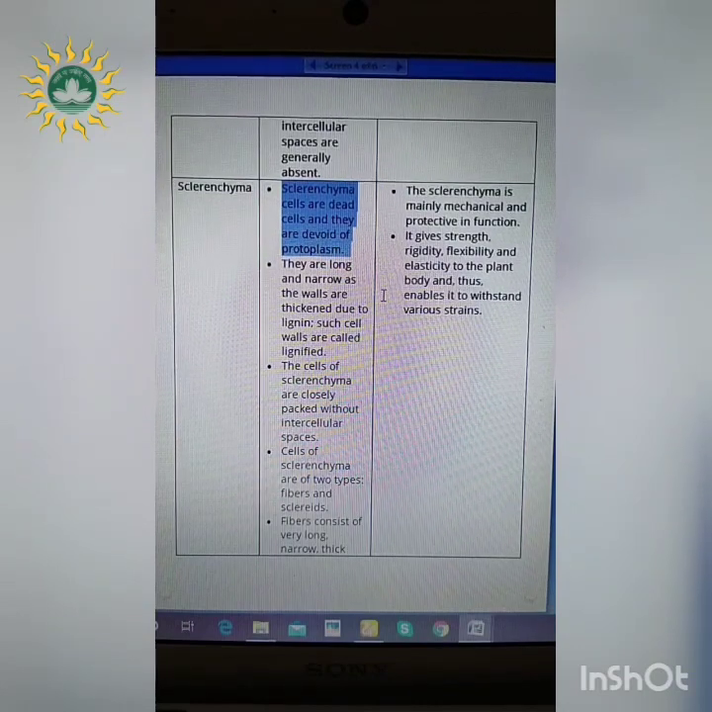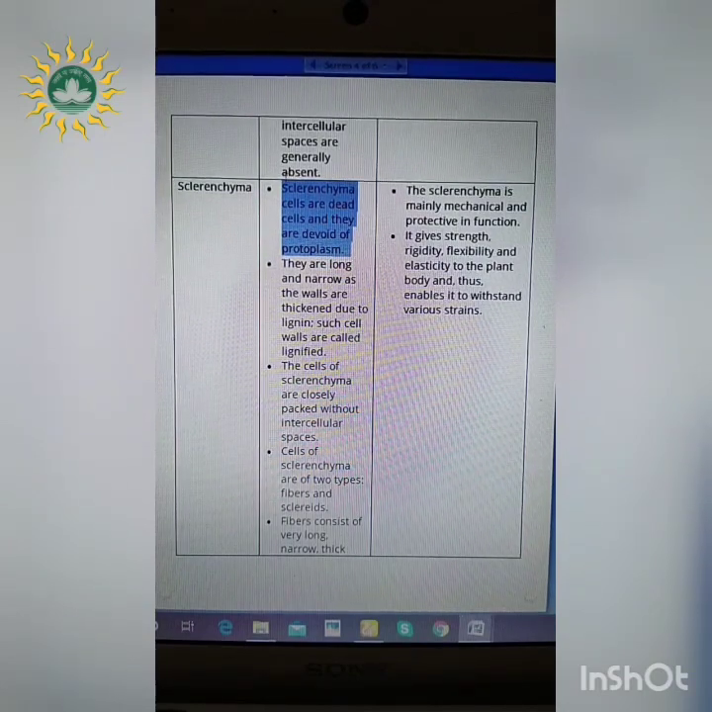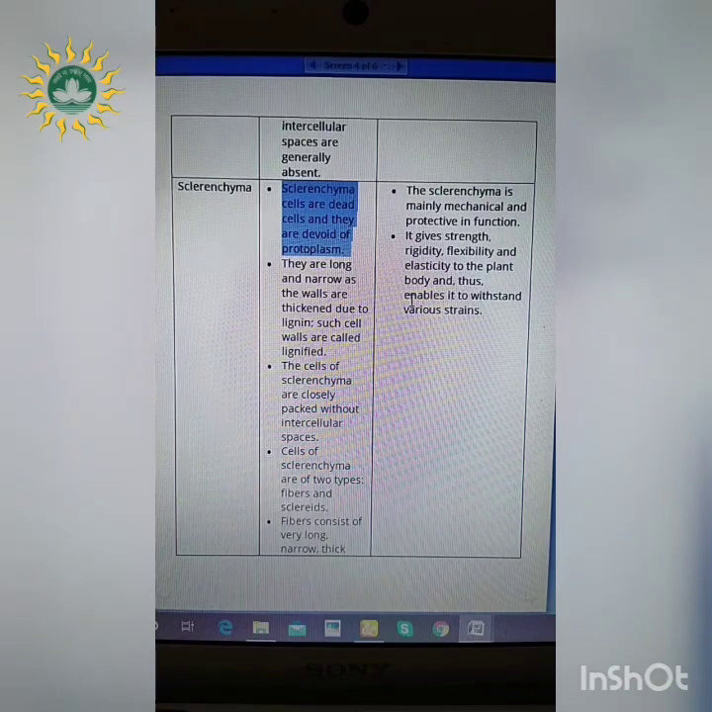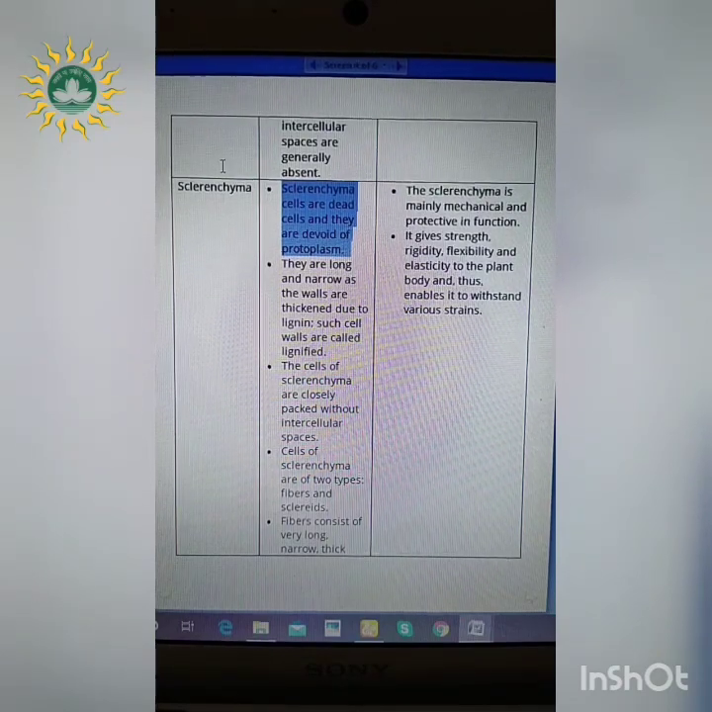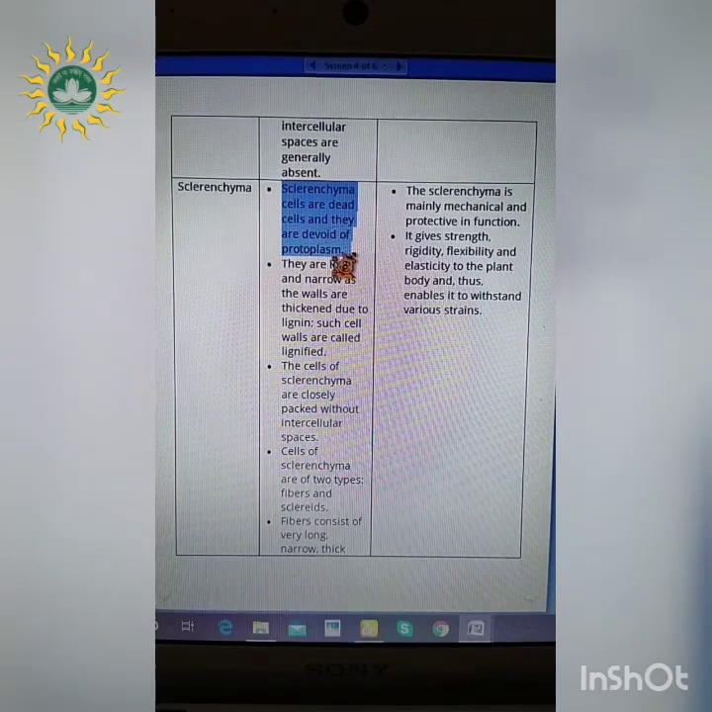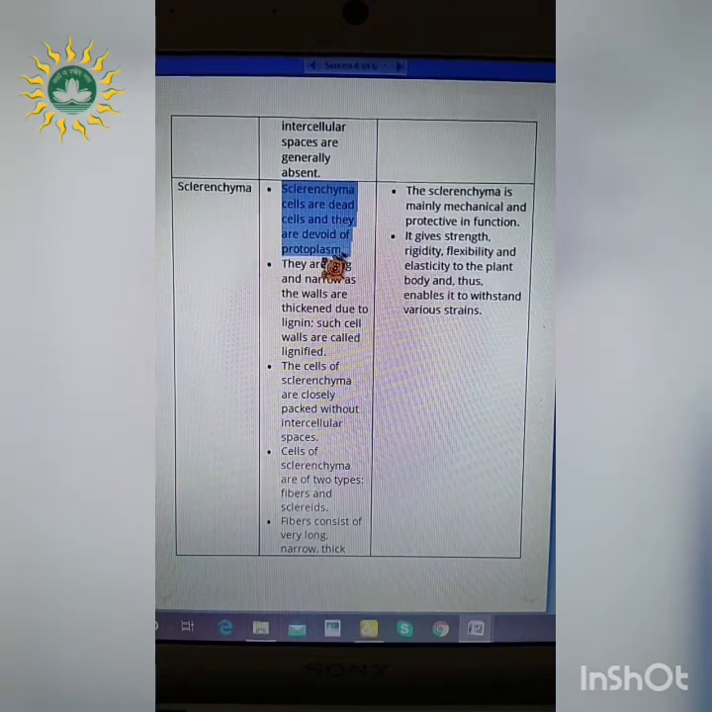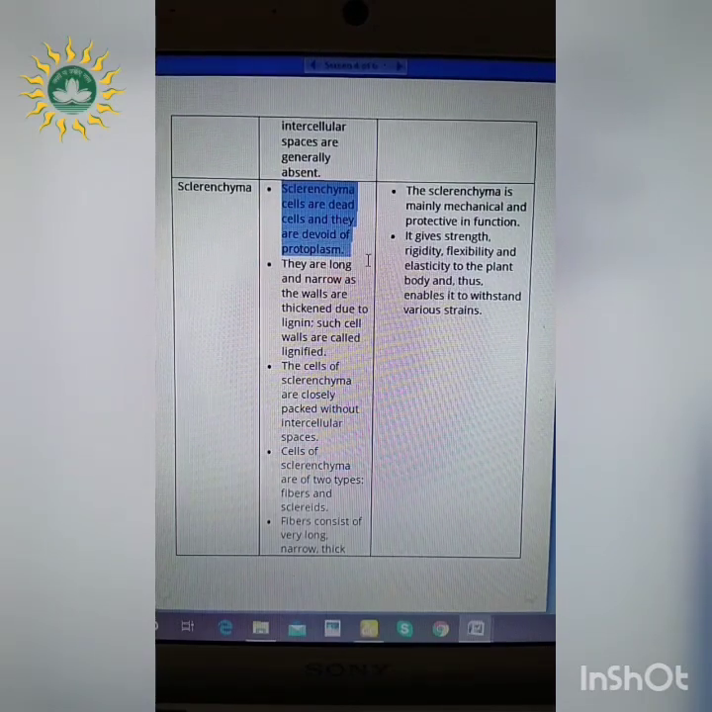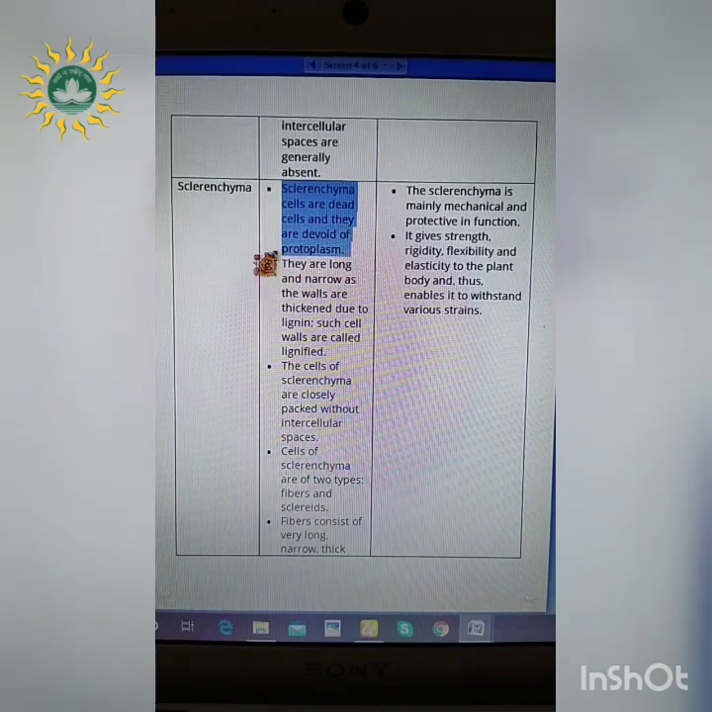We have read in the cell chapter that only the cells which are living can consist of protoplasm, right? So the sclerenchyma, because they're dead, are devoid of protoplasm. You remember what protoplasm is? The cytoplasm along with the nucleus is referred to as protoplasm, right? So this protoplasm is lacking because they are dead.